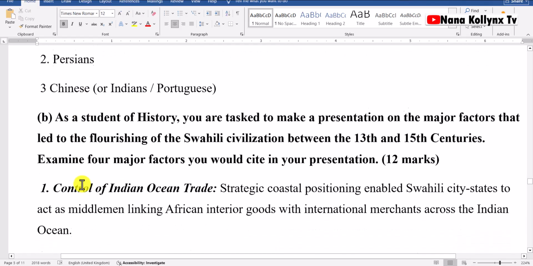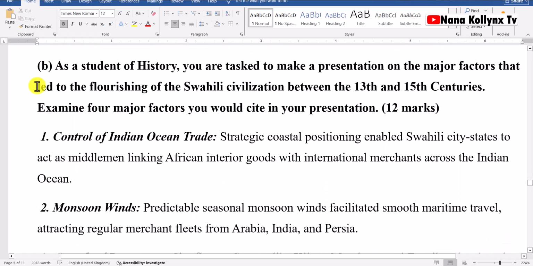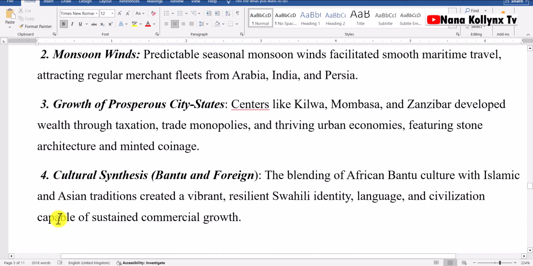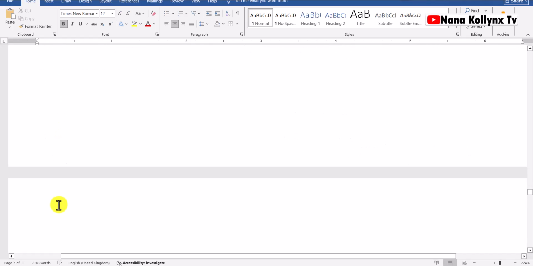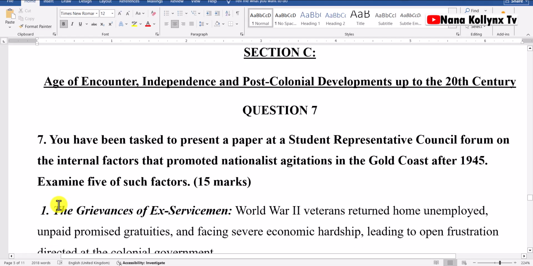Okay. And then factors that led to the flourishing of the Swahili civilization. They are also here. Very beautiful. This one too is also there. Okay. Great. Now let's look at C. You have been tasked to present a paper on factors that led to nationalist movements after the Second World War. 15 marks. They are here.